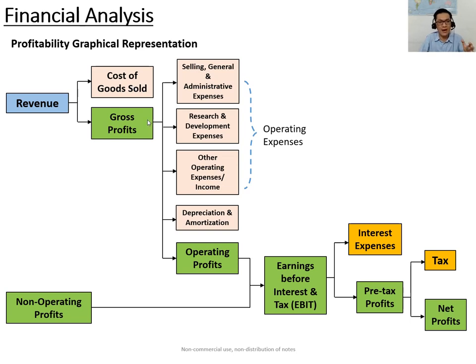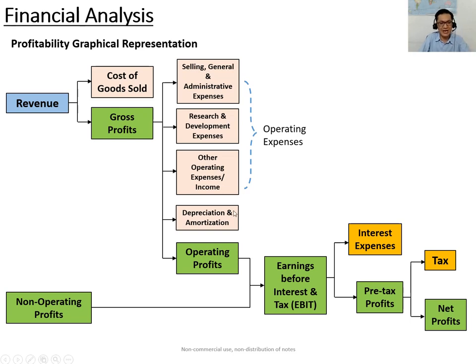If we use the gross profits minus all the operating expenses, as well as the depreciation and amortization expenses, we get operating profits. So what are the operating expenses? Operating expenses are those, for example, selling, general and administrative expenses, R&D, research and development expenses, and other expenses.